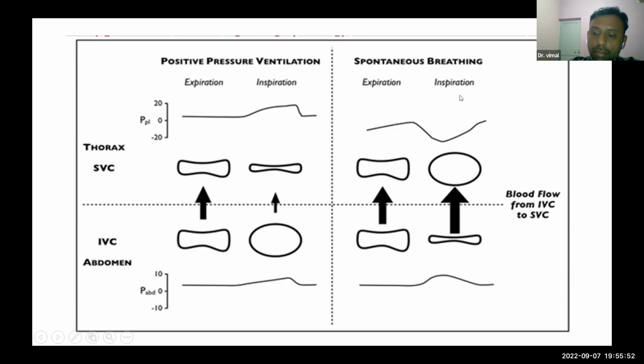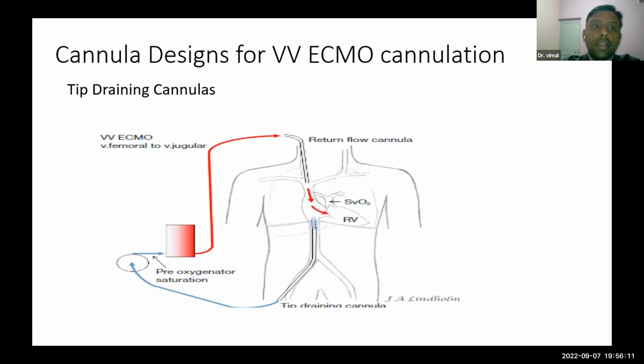So these factors are important, which can have implications on the flows as well as the recirculation, especially in dual site cannulas. In single site cannulas, it is not much of a problem because the placement is through a single vein. And not only the cannula placement, but the cannula designs can also have implications on the overall ECMO circulation. The tip draining cannulas.